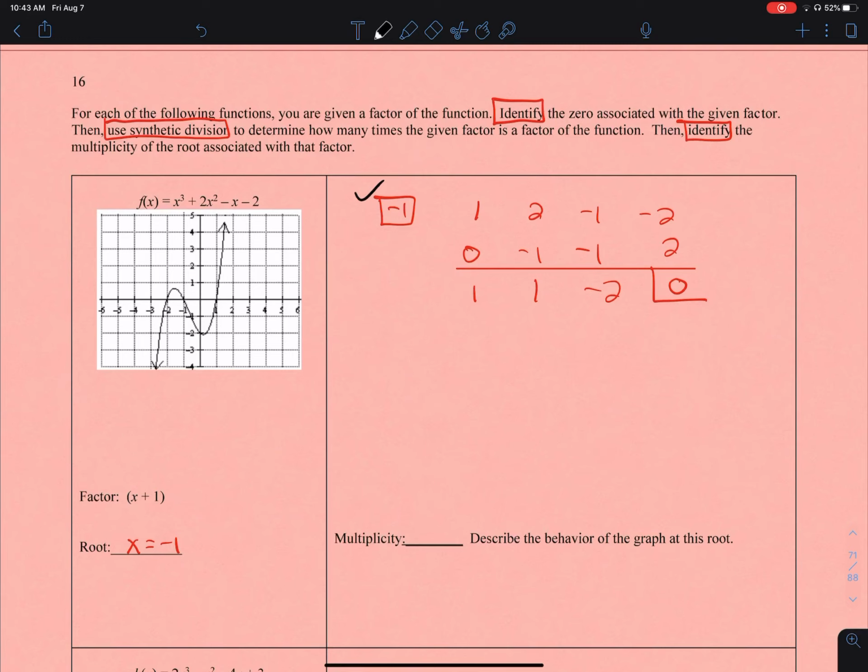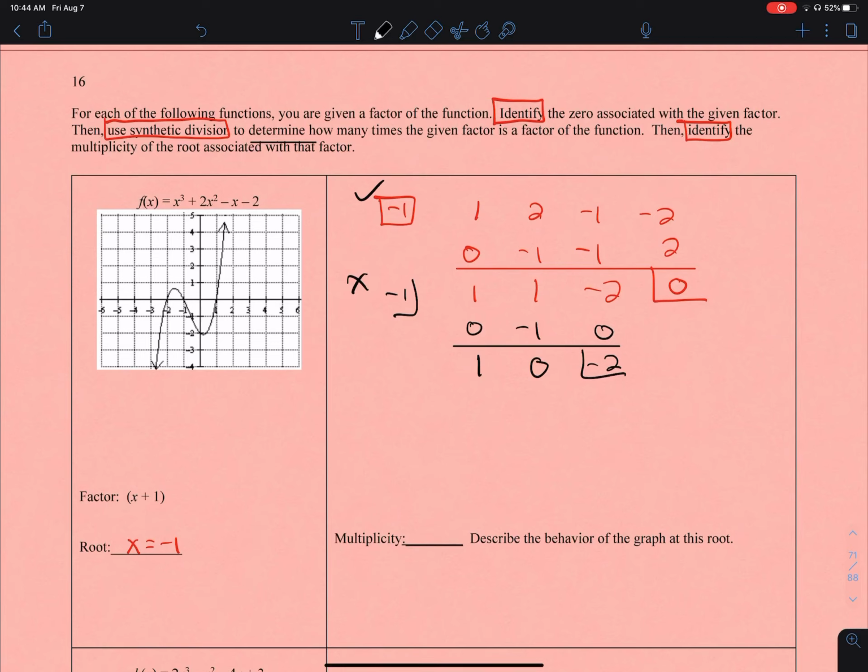Now let's try this again, because the direction says use synthetic division to determine how many times it's a factor. So I'm going to do this again. Every time you do synthetic division for a depressed polynomial, it just keeps becoming a less term each time. So 1 plus 0 is 1. -1 times 1 is -1. I add, and I multiply, and I get a remainder of -2. This is not a factor more than once.